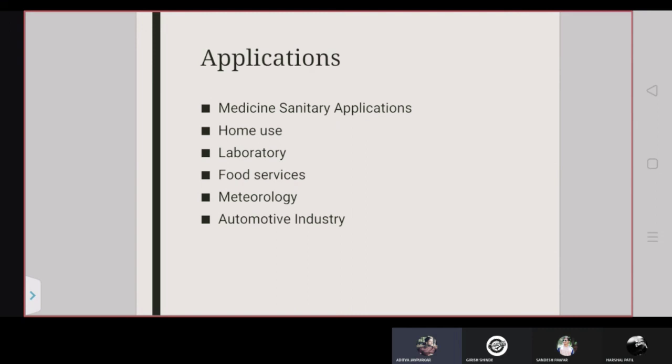Applications of digital thermometer. Medicine, sanitary applications, home use, laboratory, food services, meteorology, automotive industry. Next slide.